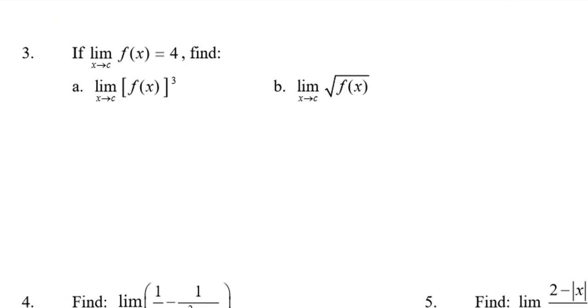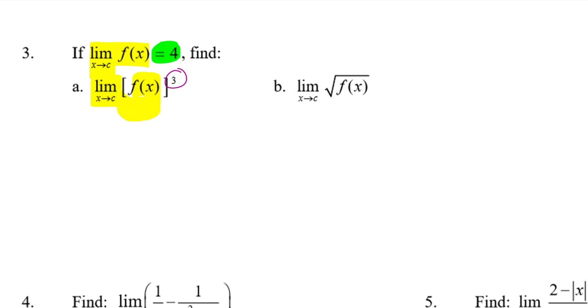Okay, so let's take a look at number 3 and what this is trying to say. This one we're not going to be able to put in our calculator, so I really want us to focus on what this is telling us. If the limit of the function as x approaches c is 4, then let's find these other limits. What I'd like you to notice is that A is asking us for the limit as x approaches the same x value that we talked about above of the function, but now we are cubing it.